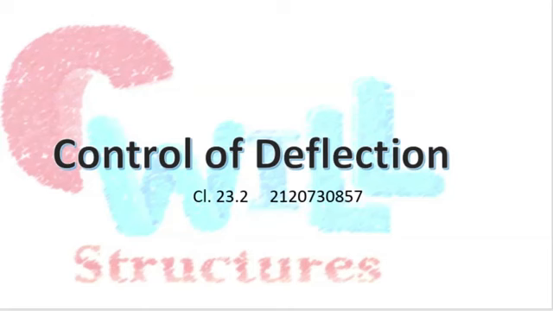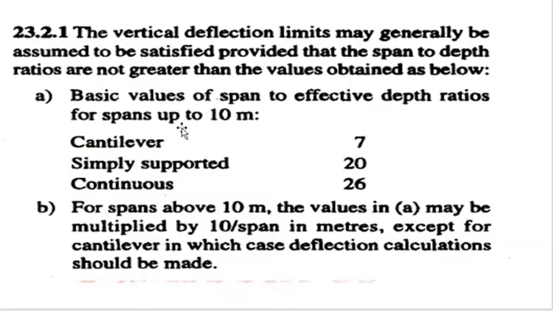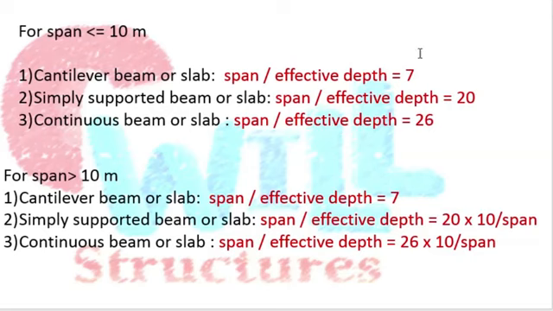Now to check control of deflection for simply supported, cantilever or continuous beams or slabs, read clause number 23.2 in IS 456:2000. Let's read the clause. For vertical deflection, limits are generally assumed to be satisfied provided that the span to depth ratio is not greater than the values obtained as below. The basic values of span to depth ratios are for spans up to 10 meters.